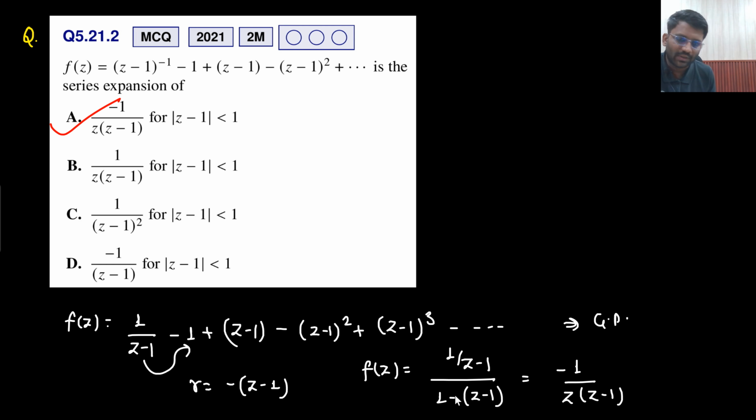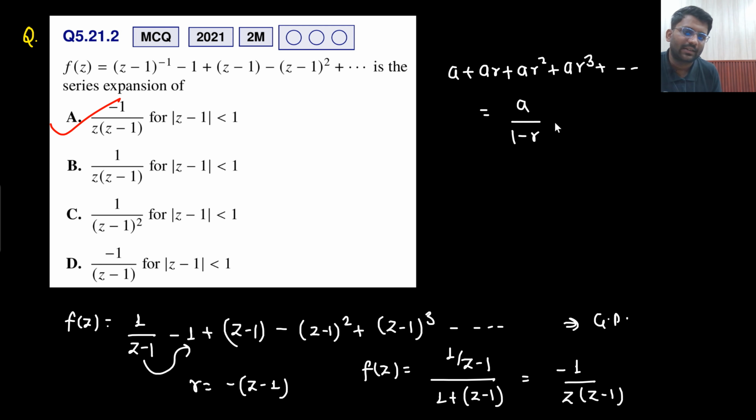Okay. Sorry guys. This will be a plus sign here, no? A upon 1 minus r. Basically a plus ar plus ar square plus ar cube. If you solve it, what is the answer you will be getting? A upon 1 minus r. So what is our first term? Our first term is 1 upon z minus 1, divided by 1 minus r. What is the value of r? Value of r is negative, no? So this will become positive here. So what is the answer you are getting? If you make this kind of blunder, you are losing 2.66 marks here. Okay, this is a big blunder.